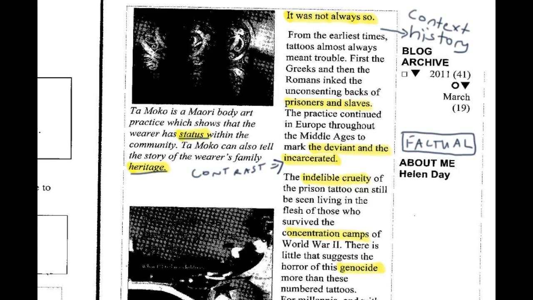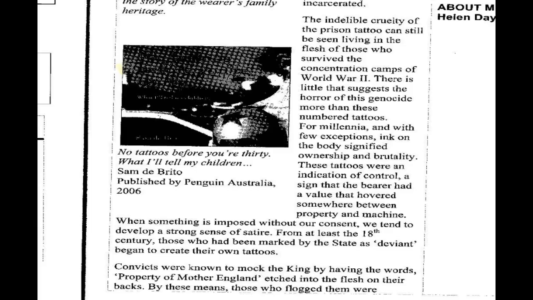Tamoko is to do with heritage, status, family values, the standing and status within a community, whereas in history elsewhere it was to do with the deviant, incarcerated, the prisoners and the slaves. So that's a nice contrast that's been made there. Okay, let's carry on with the rest of the blog.